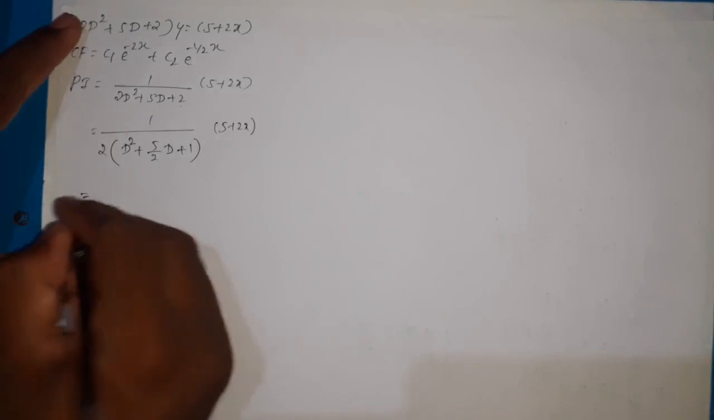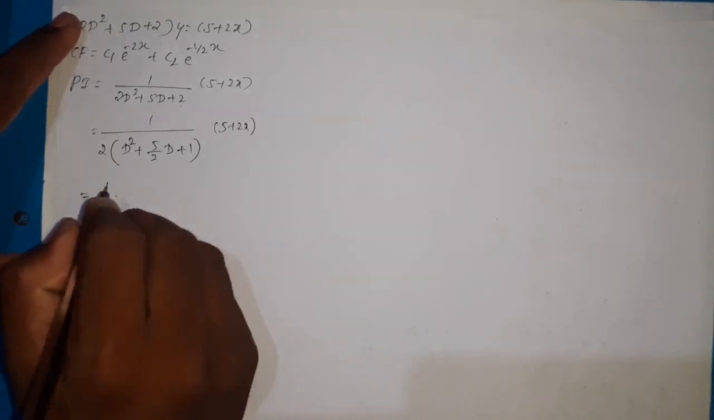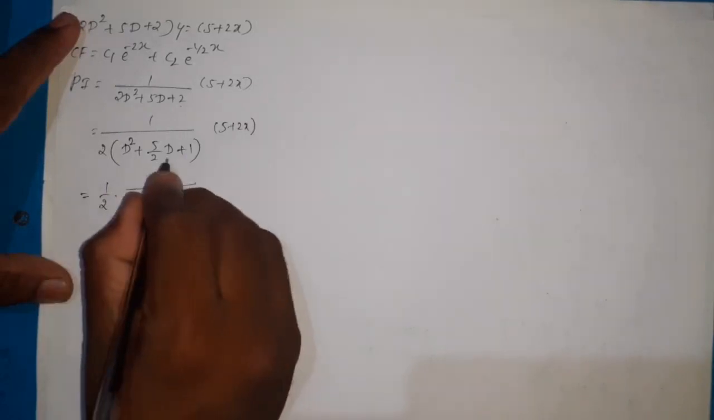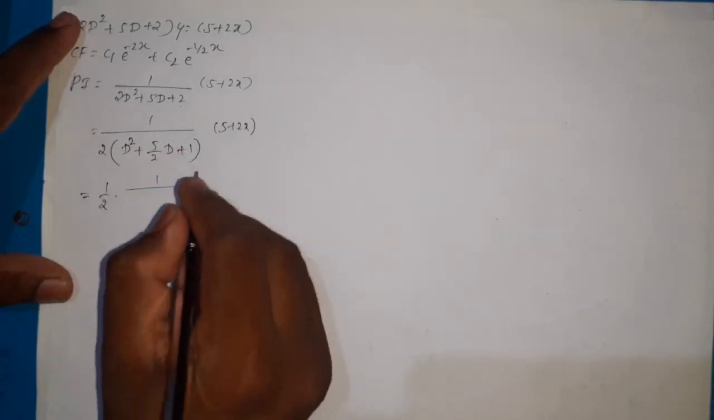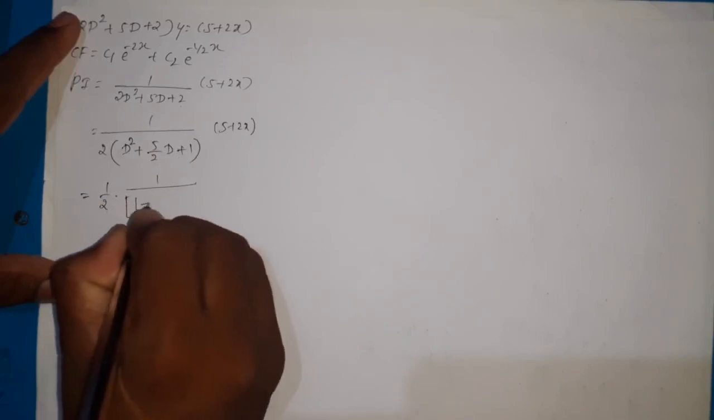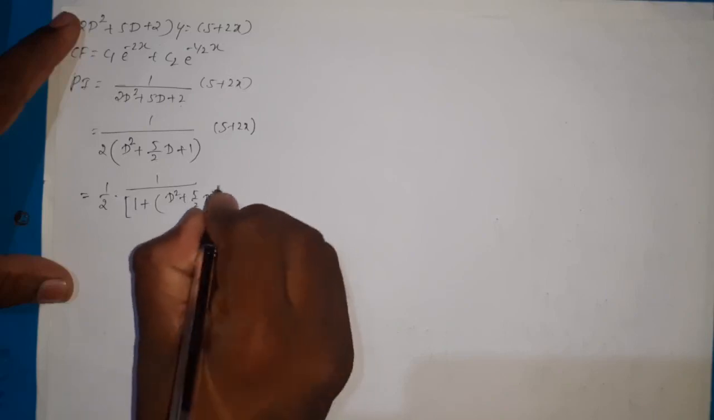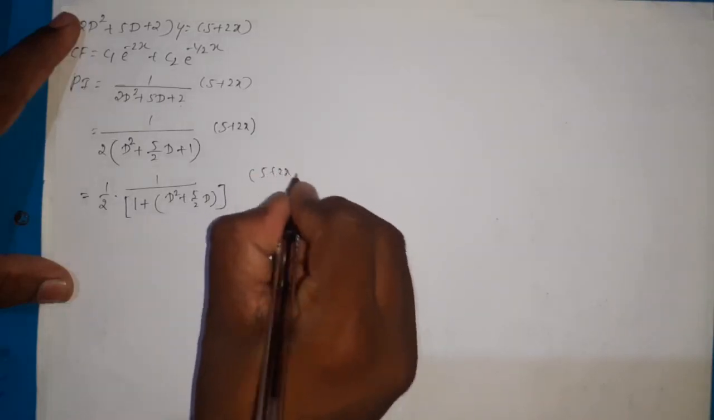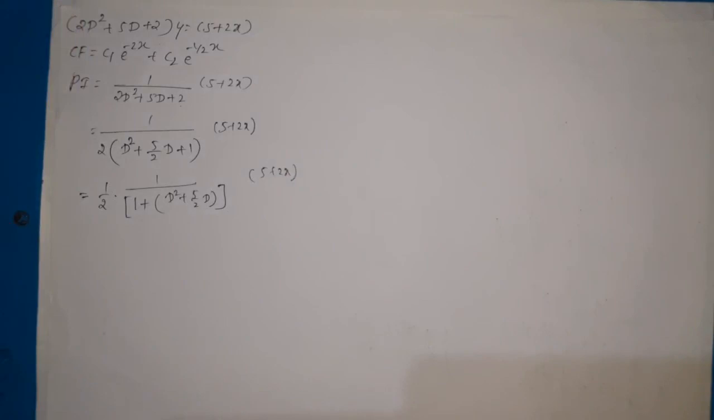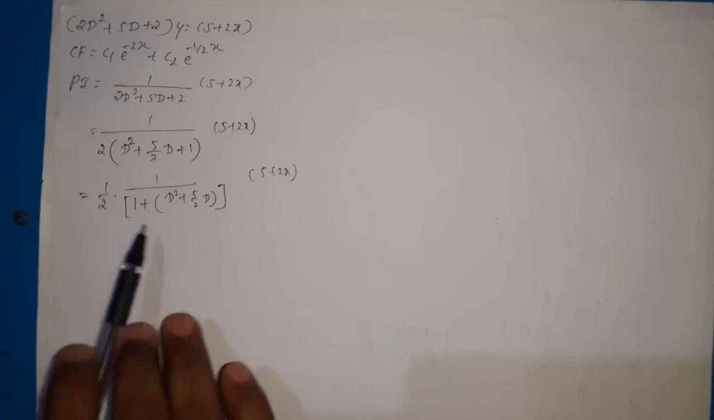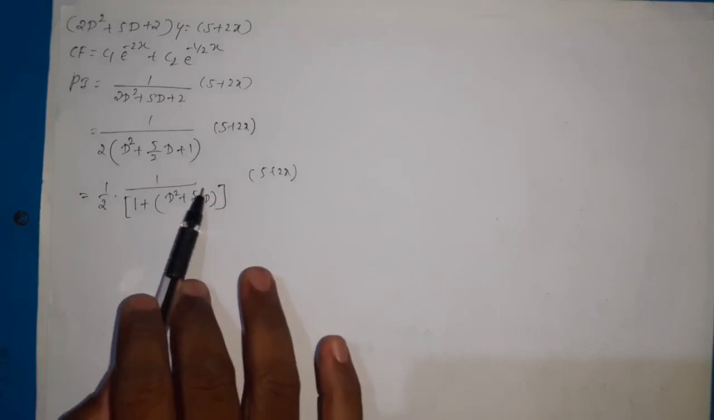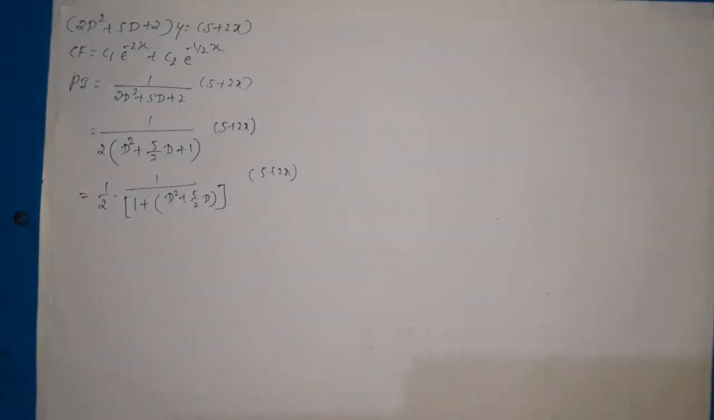Then it is equal to 1 by 2, write it outside, then 1 divided by, write this factor systematically, that is 1 plus D square plus 5 by 2 D, 5 plus 2x. So here except 1, whatever the function is there, all of that should be considered as the second term or second factor. So therefore 1 plus x, whatever the function after 1 is existing, that should be considered as x.